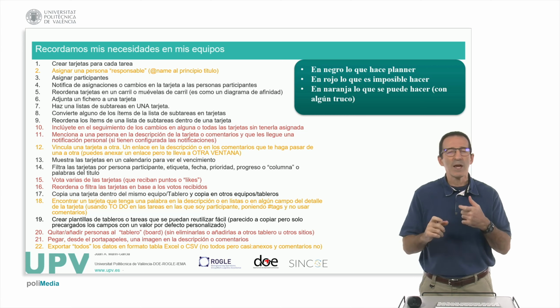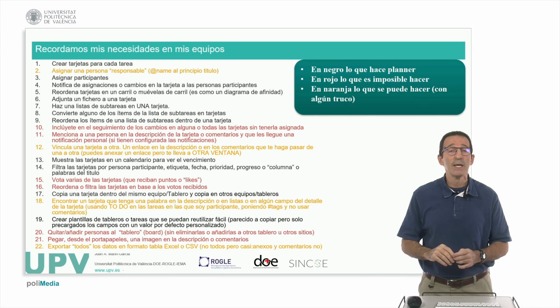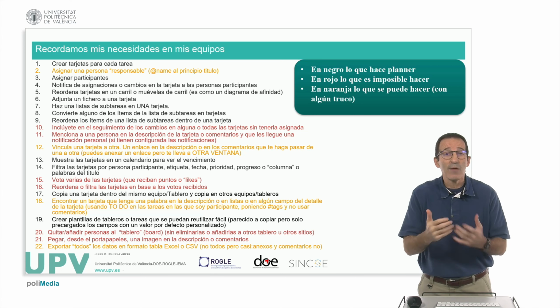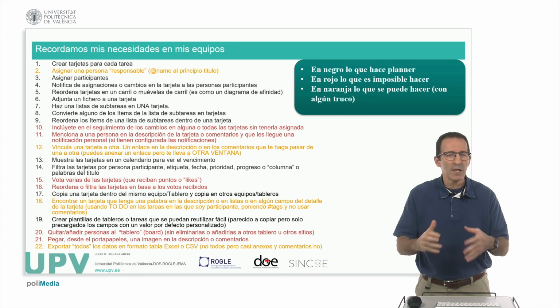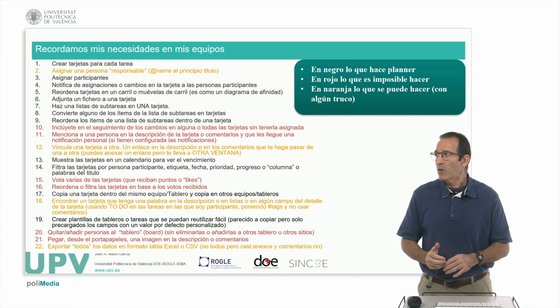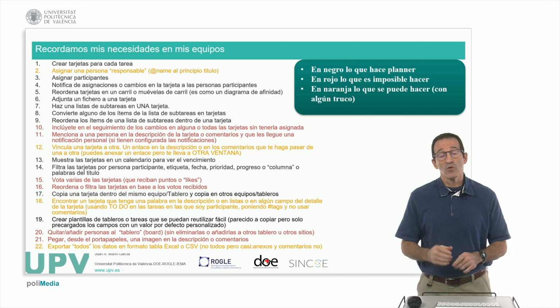In orange, I mark the things I apparently cannot do. However, by adding small tricks that I have put in parentheses, I can overcome the limitations of Planner and get a sufficient service for my needs. Let's look at some of these tricks or things directly within the application.